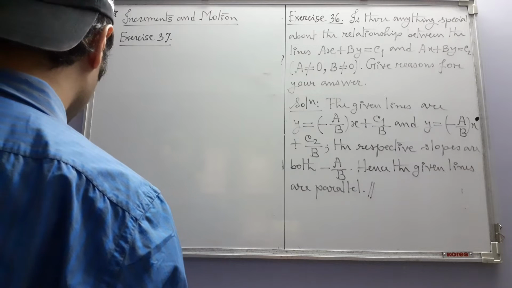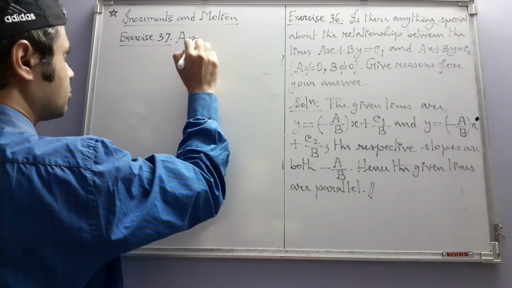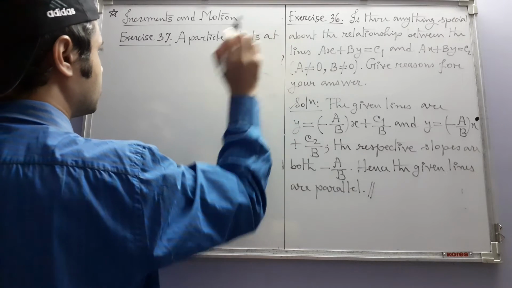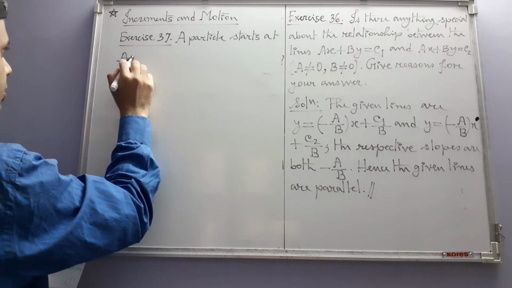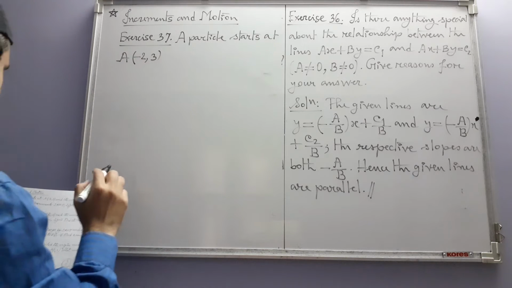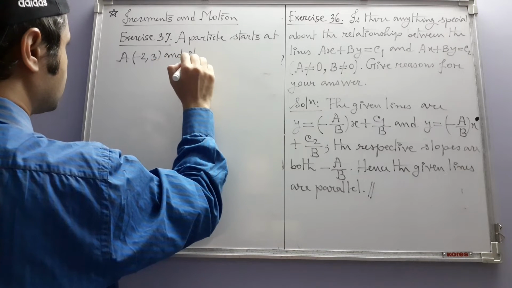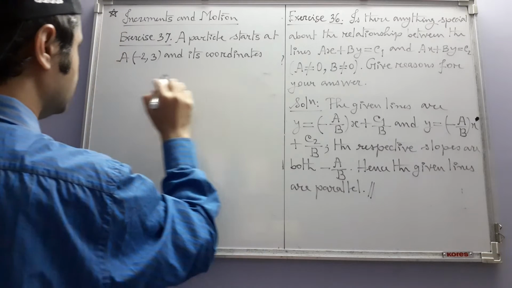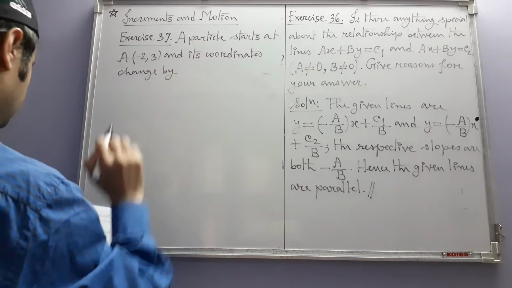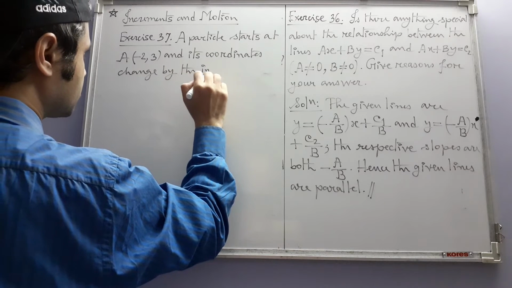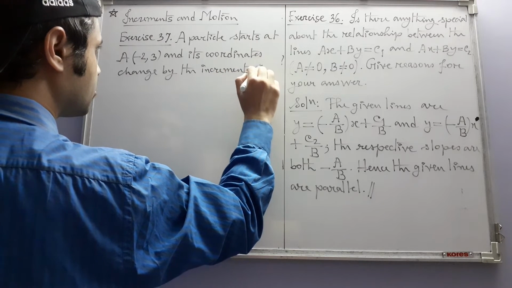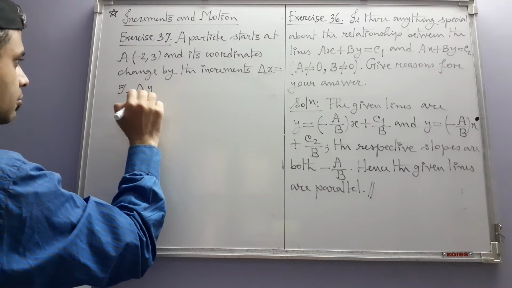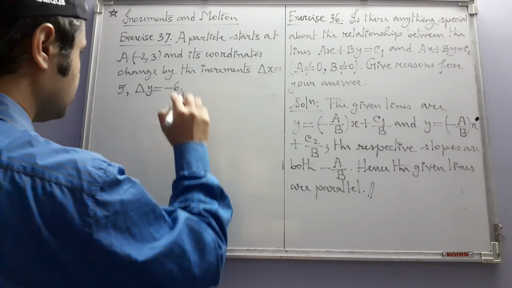Exercise 37. A particle starts at A minus 2, 3 and its coordinates change by the increments delta x equal to 5 and delta y equal to minus 6. Find its new position.